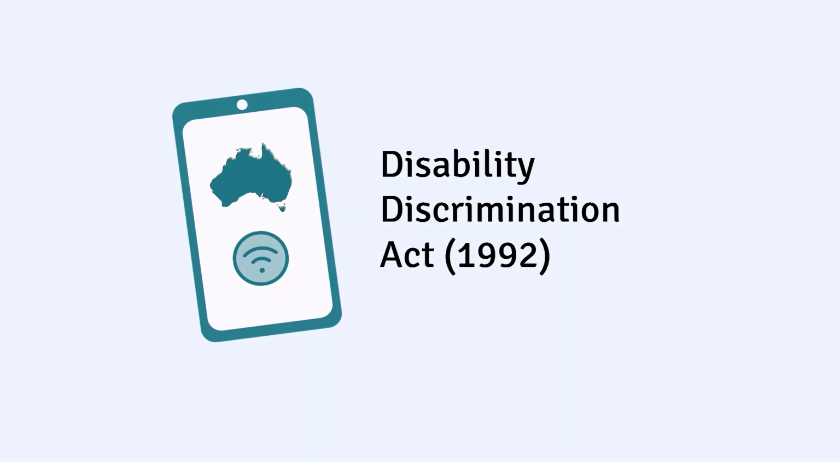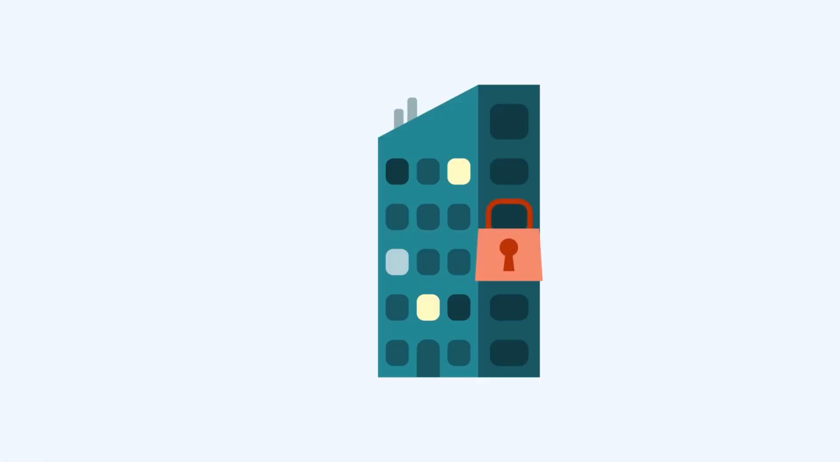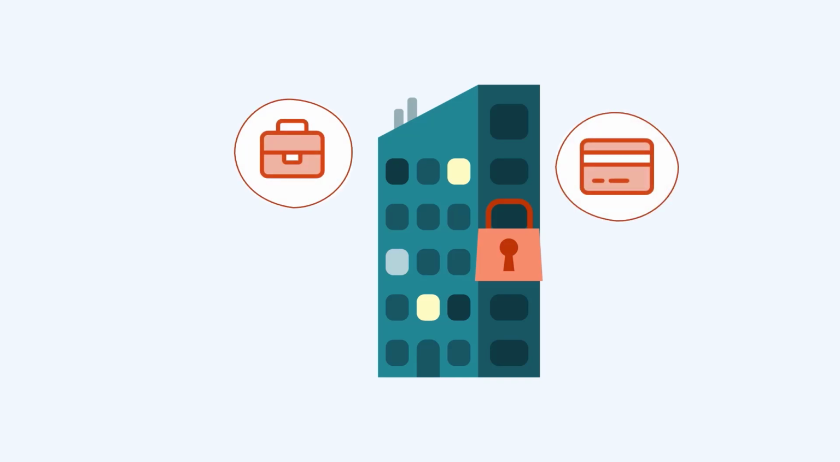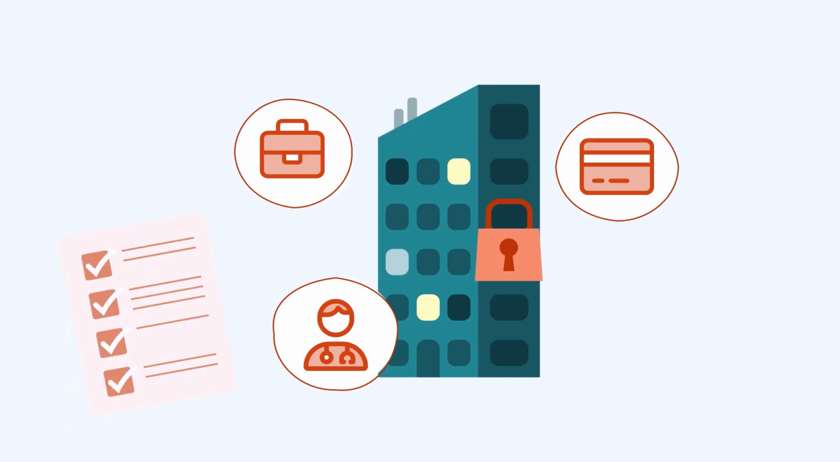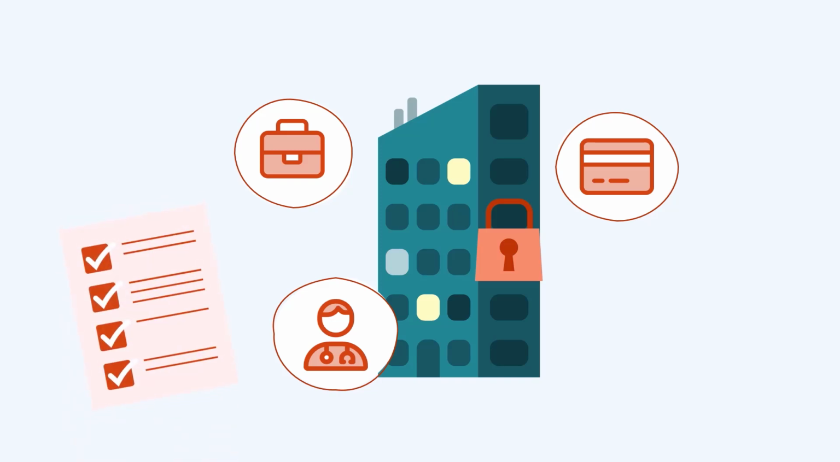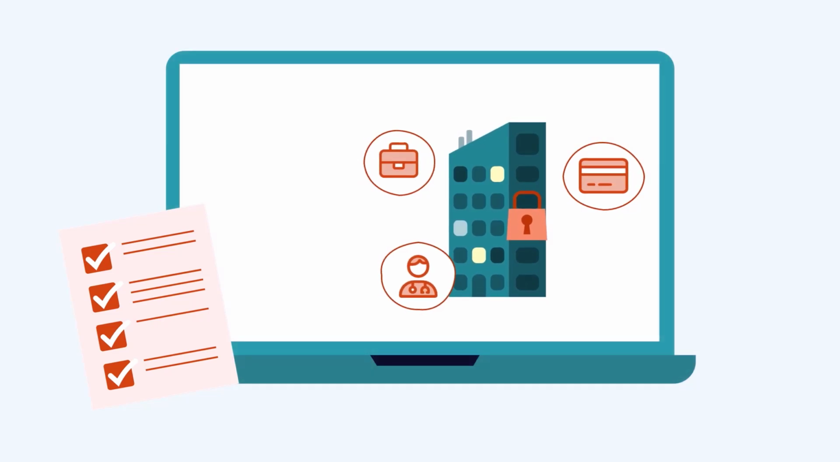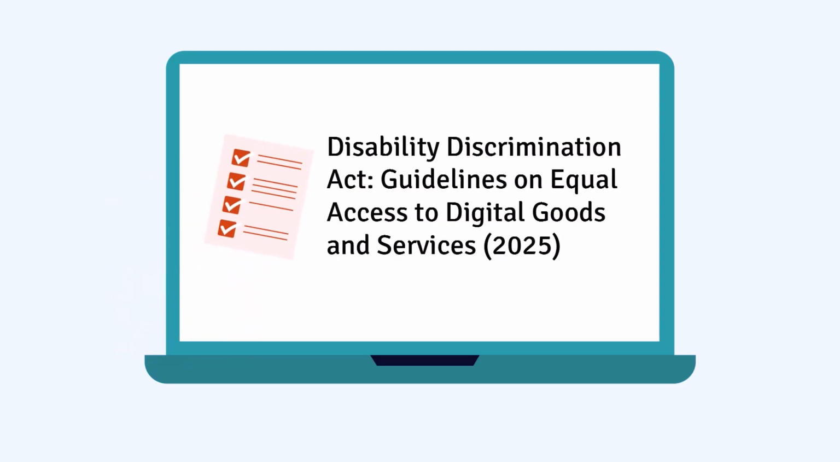Among many things, this Act protects the rights of people with disability across all areas of business, from employment to access to products and services. In 2025, the Australian Human Rights Commission released new guidelines to help businesses understand how their rights apply to digital products and services. This is the Disability Discrimination Act guidelines on equal access to digital goods and services.